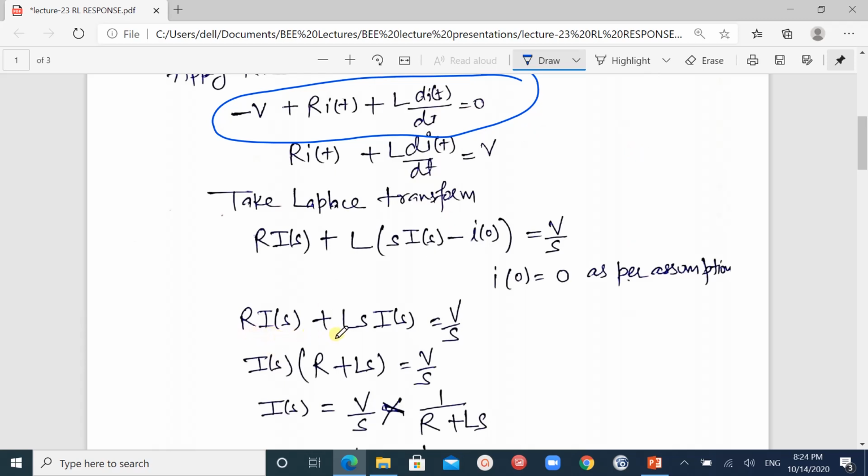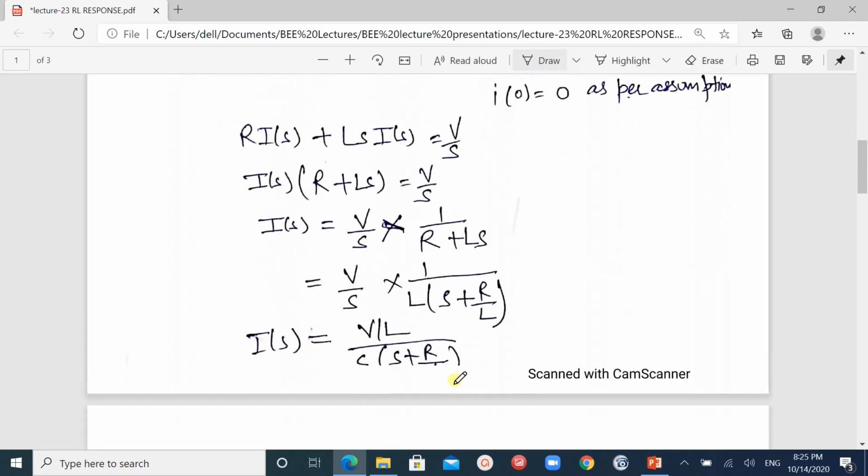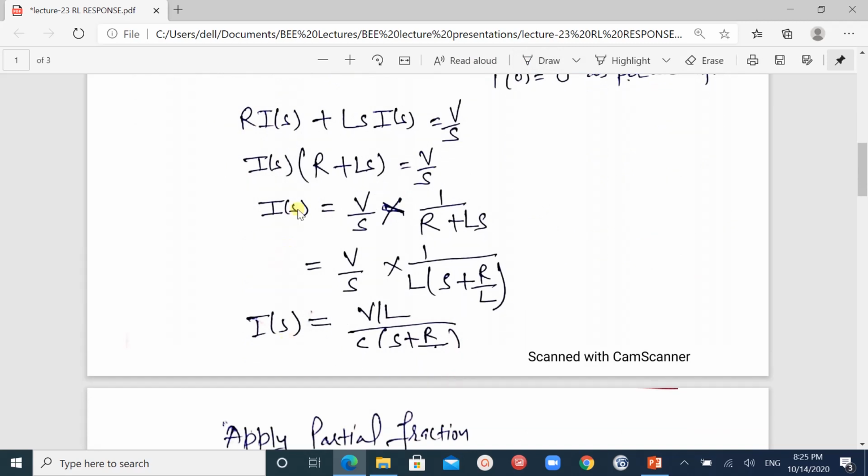R I(s) plus L s I(s) is equal to V upon s, and we take the common factor. I(s) into R plus Ls is equal to V upon s. So this is how we rearrange the equation, and we find I(s) is equal to V upon s into 1 upon R plus Ls. Then we make it I(s) is equal to V by L upon s into s plus R upon L. This is R upon L.